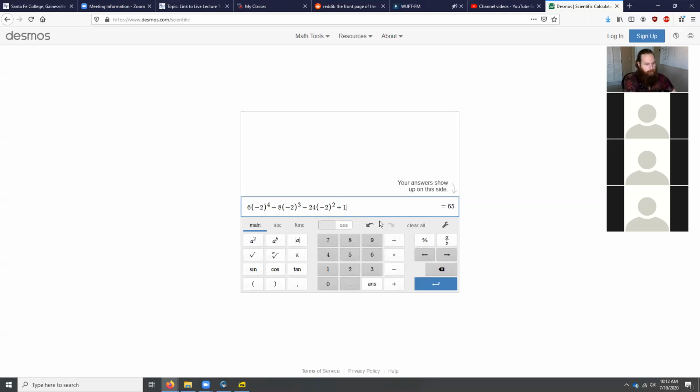This is 65. The next one I need to look at, if I'm going in order from left to right, is f of -1. That's one of my critical numbers here. So I'll swap these for -1s. That's -9. F of 0, that's easy, that's 1.